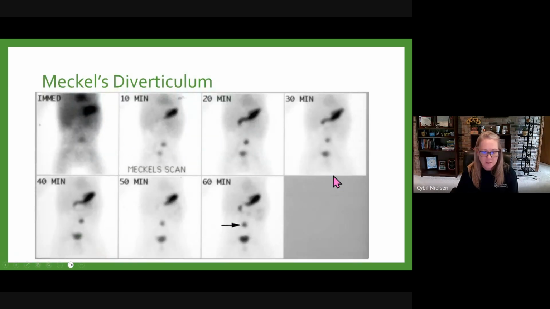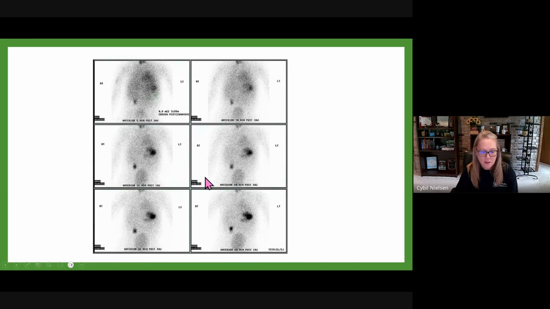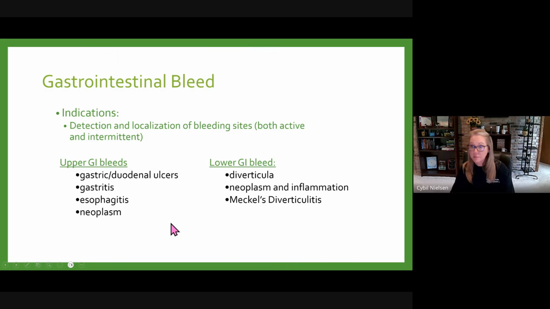Another positive study. This is the Meckel's. Down here, that's the bladder. That's the Meckel's. And another one. And another one.